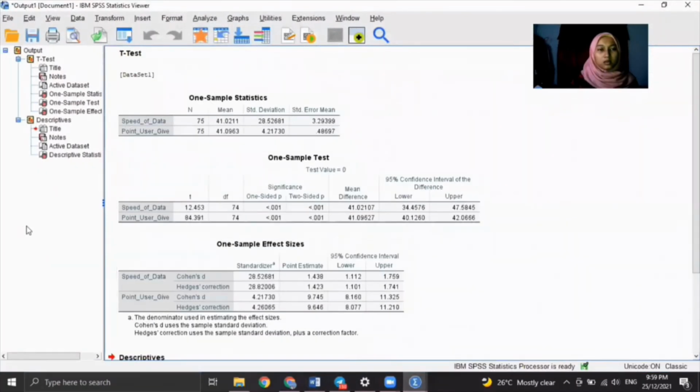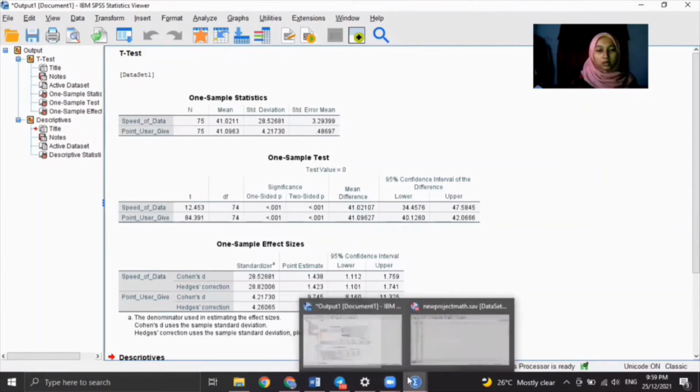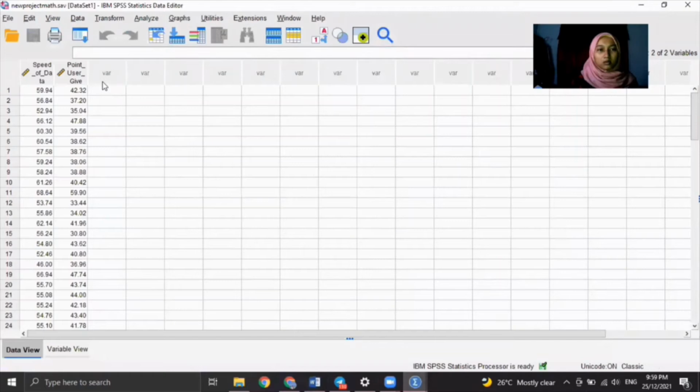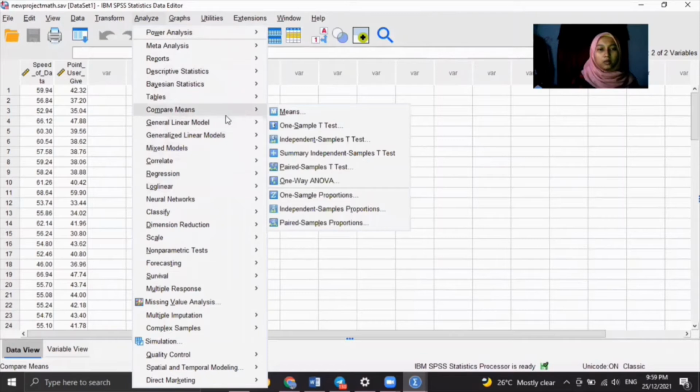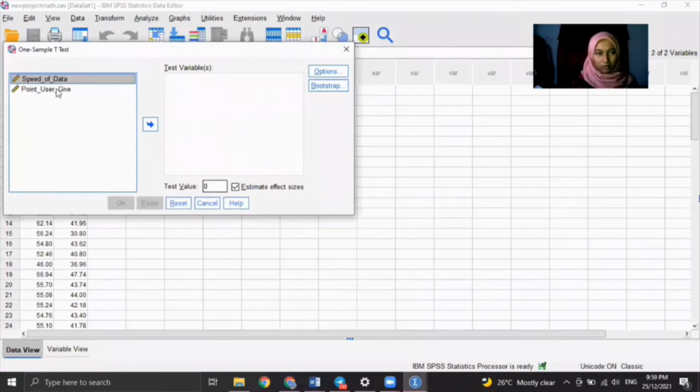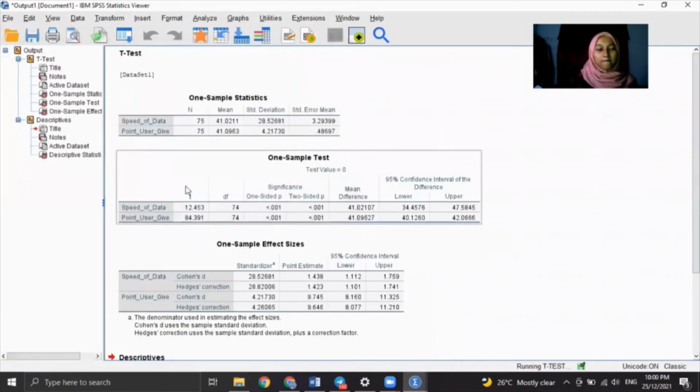So next is the one sample test. I go to Analyze, then click Compare Means and One-Sample T-Test. As usual, bring speed of data and point user give into the box of test variables. For the test value, I will enter 1, since it has to find the 1.